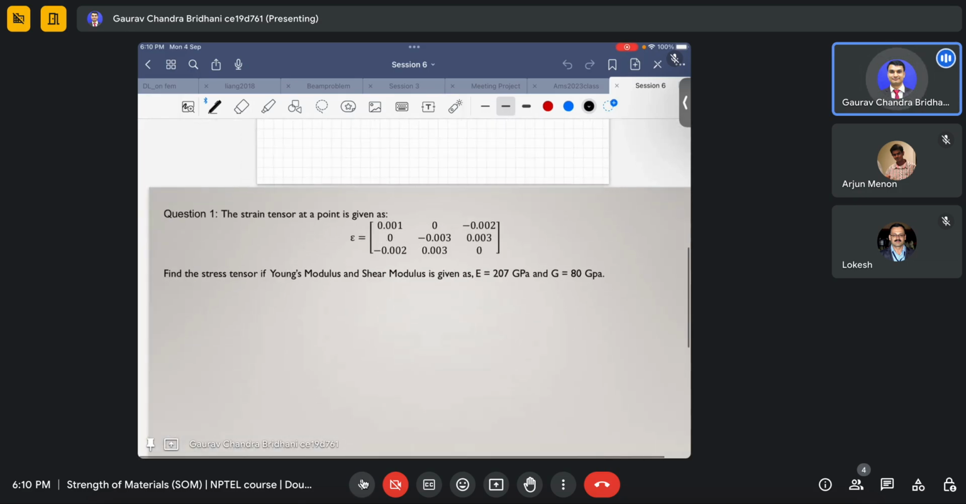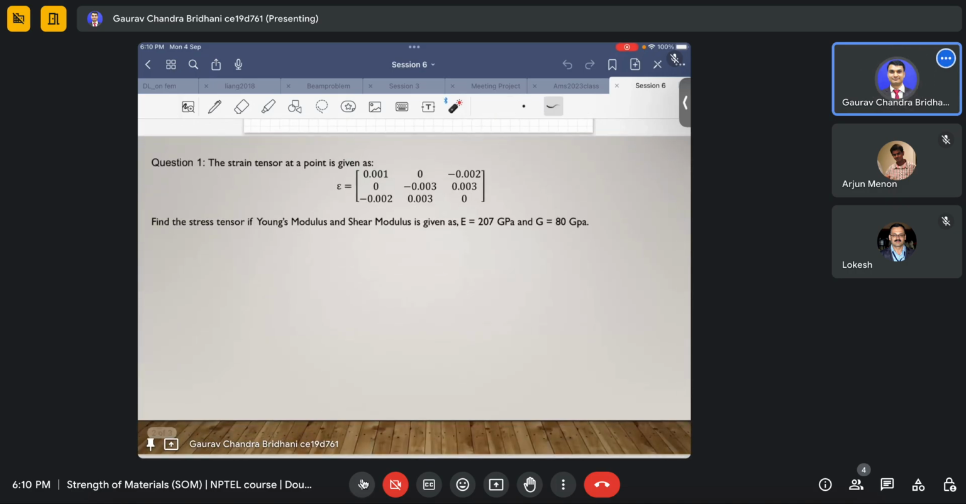So the first problem for today's session: in this problem, a strain tensor is given in this form, and it is asked to find the stress tensor. The Young's modulus and shear modulus are given as this. So we need to find the stress tensor correspondingly. First we'll go through the equation, how to get the stress tensor using the three-dimensional Hooke's law, and then we'll see how to solve it.